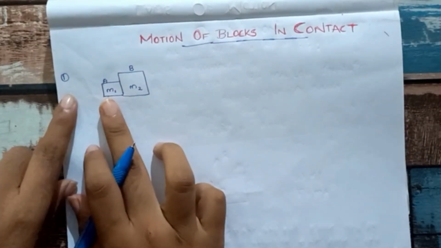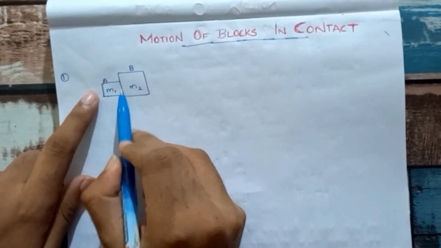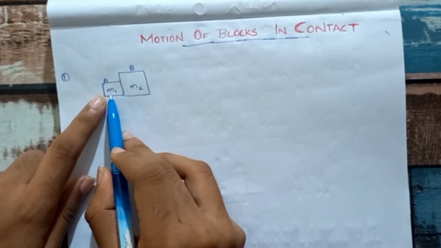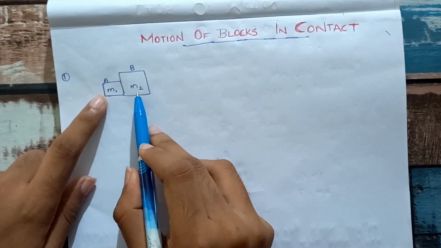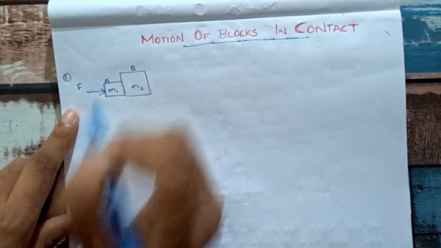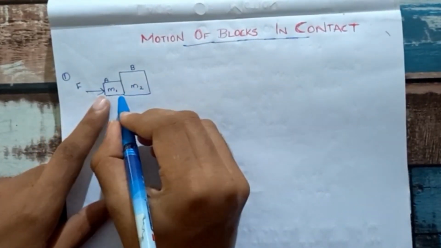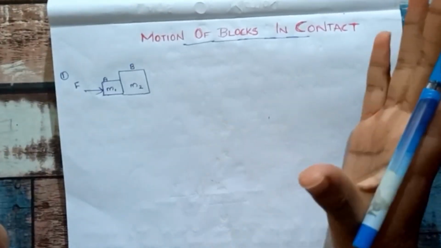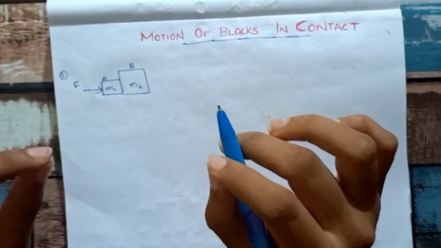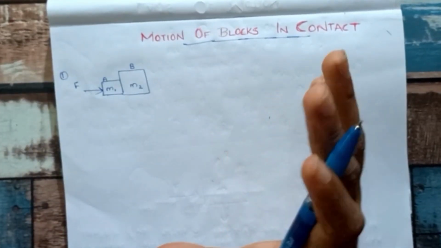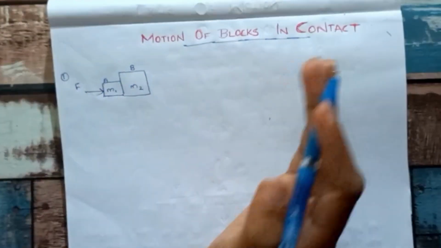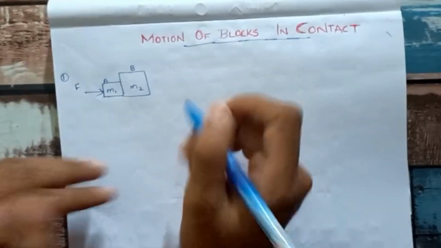So consider two bodies, body A and body B. Let the body A mass be M1 and let the body B mass be M2. And I'm applying an external force F. So whenever you get a question or problem with these types of diagrams, the first thing you need to do is to draw a free body diagram. Since these two bodies are connected, let's separate them.